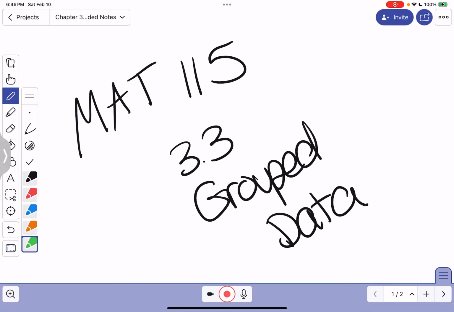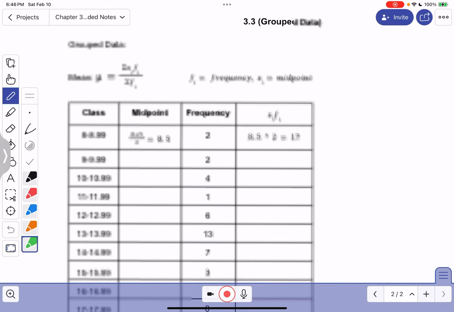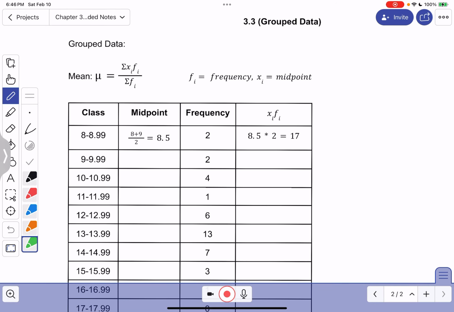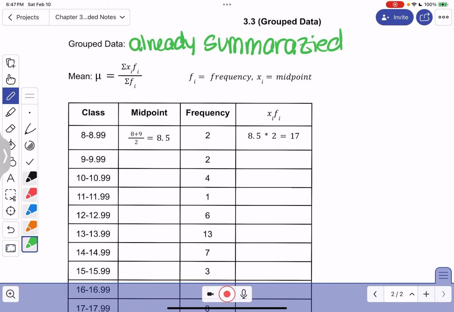All right, this video covers section 3.3 and it talks about grouped data. Grouped data is data that's already summarized. When you just have a list of all of the data that was found, that's called raw data. Grouped data is when it's already summarized on a chart or a frequency diagram, because you don't see necessarily all of the individual points.